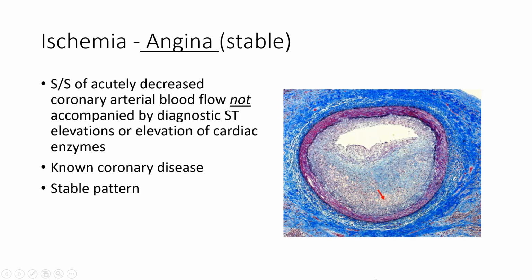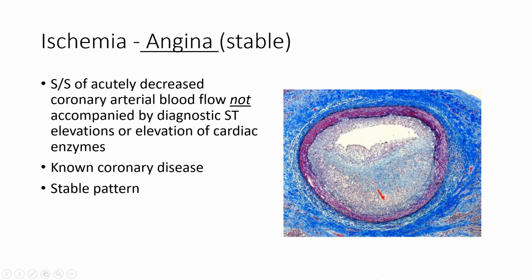That is, of course, the whole idea in the treatment of ST segment elevation MI. With all of that in mind, let's make some clinical correlations in terms of our ACS terminology. Ischemia in the form of stable angina would be signs and symptoms of acutely decreased coronary arterial blood flow that is not accompanied by diagnostic ST segment elevations or an elevation of cardiac enzymes, by which we mean troponin.